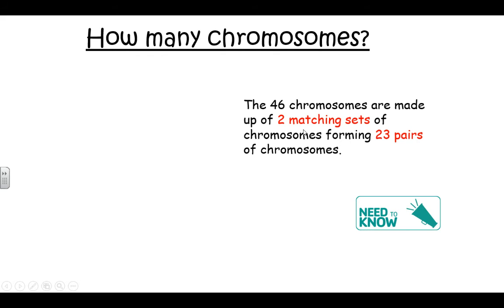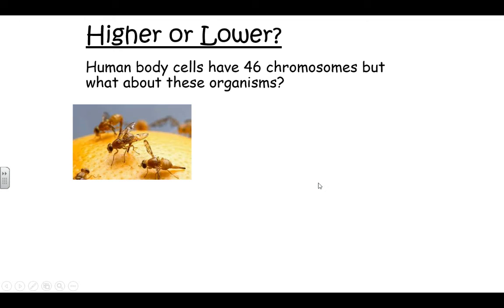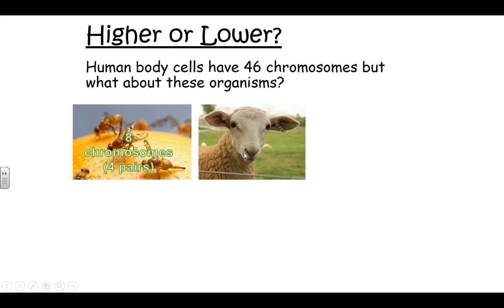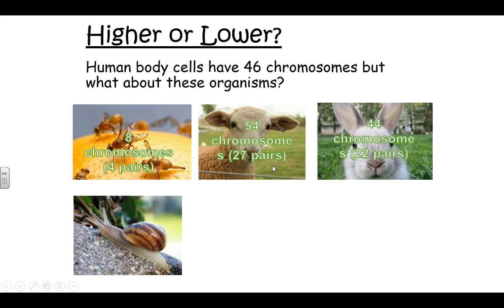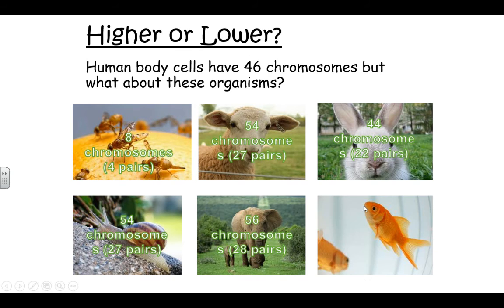So as I said, we have 23 types of chromosomes, and they're arranged in 2 matching sets, one from your mum, one from your dad. These flies that are called Drosophila, they only have 8 chromosomes, so 4 pairs. Sheep, 54 chromosomes, 27 pairs. Rabbits, 22 pairs of 44. Snails, 27 pairs of 54. Elephants have 28 pairs of chromosomes to make 56.